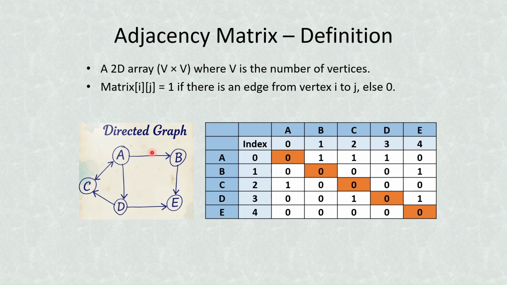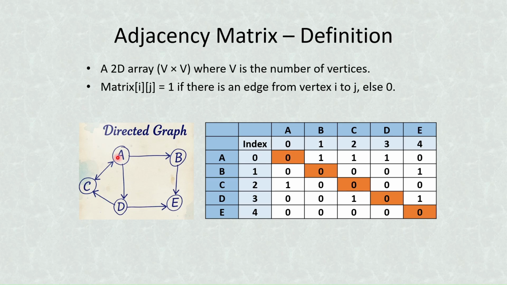Here as well, the size of the array will depend upon how many vertices there are. Here it contains 5 vertices, so it will be a 5 by 5 matrix. Now here I will check if there is an edge between A and B. No, there is no edge, so we will put a 0.